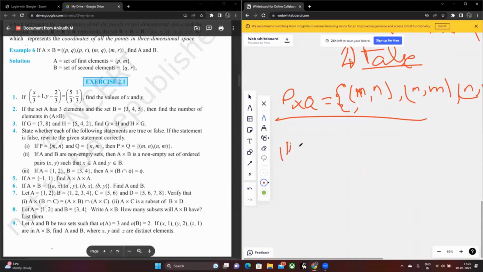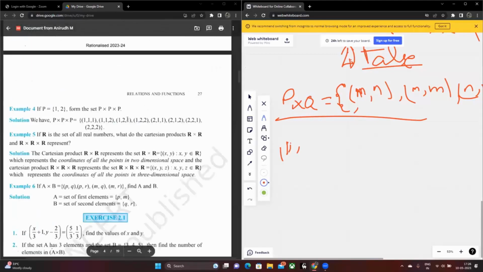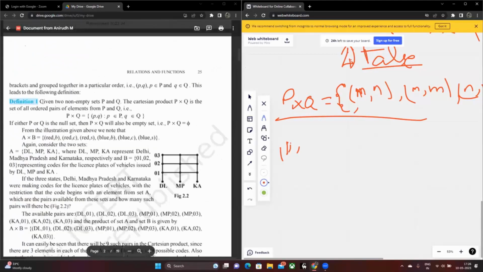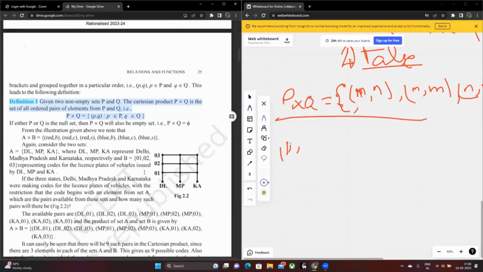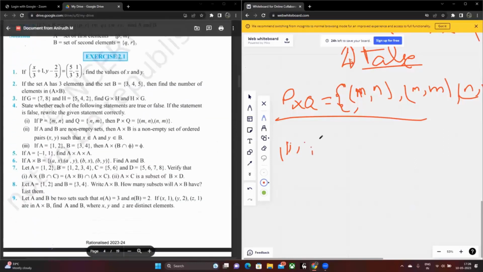For the second part, if A, B are non-empty sets, then A cross B is a non-empty set of ordered pairs (x, y), such that x belongs to A, y belongs to B. That's true. That's basically the definition given over here. Cartesian product is a set of all ordered pairs of elements from P and Q, that is (p, q), such that p belongs to P and q belongs to Q. So since this is basically the definition, 2 is true.